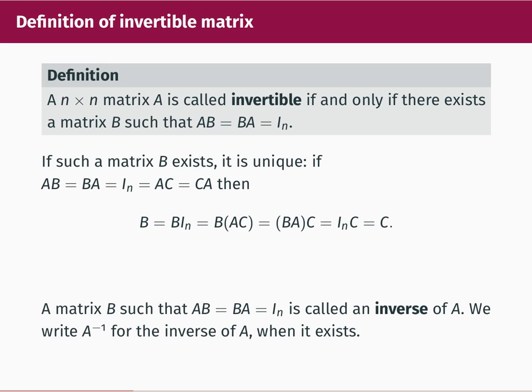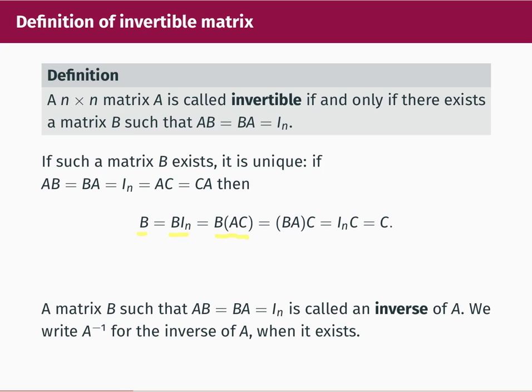Now if such a matrix B exists, then there's only one such matrix, because if A times B and B times A, and A times C and C times A are both equal to the identity, then we can do the following calculation. B is equal to B times the identity. That's a fundamental property of multiplying by the identity matrix. But the identity is supposed to be equal to A times C, amongst other things. So I can substitute A times C for the identity to get B times (A times C).